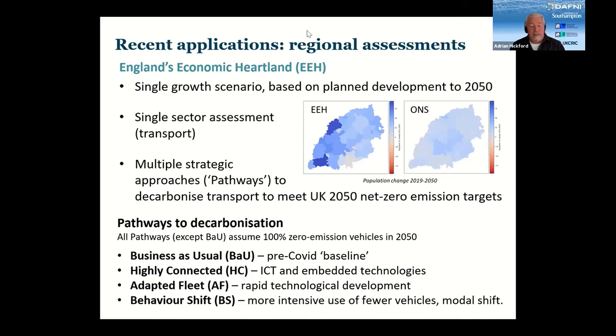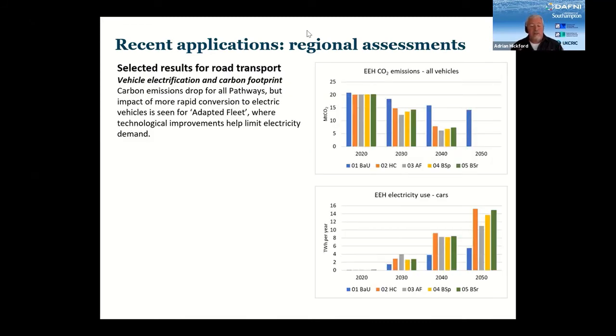Looking at some of the results then, since we've assumed that all vehicles are electric by 2050, there are zero tailpipe emissions in 2050. But you can see that the more rapid technological advances in the adapted fleet pathway have a much more noticeable effect in the short term. The impact of those technologies is also evident for electricity use, which rises dramatically in all the pathways. But again, those vehicle efficiencies for the adapted fleet pathway suggest that may help to limit the demand on the energy system in the future.